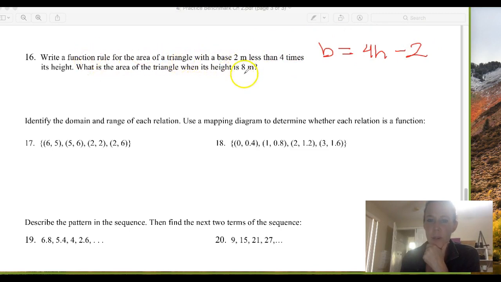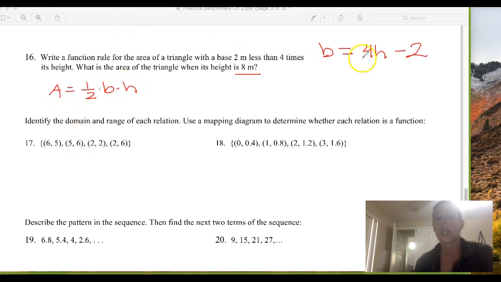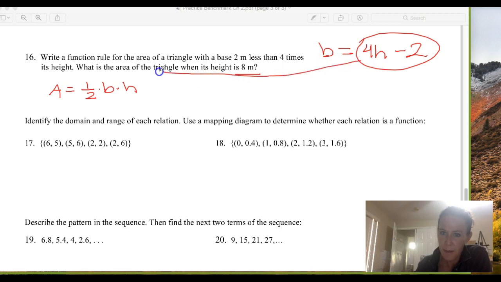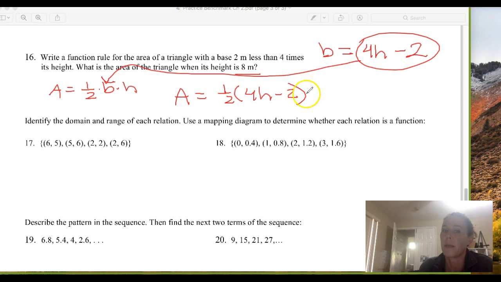What's the area of a triangle when its height is 8? Well, let's write out the formula for the area of a triangle. Area of a triangle, you should know, is 1/2 times the base times the height. So if I know the base is 4 times the height minus 2, I'm going to plug this in for the base. Now I'm writing a function rule for the area of a triangle in terms of the height only. So the area is going to equal 1/2, the base is 4 times your height minus 2, and then I multiply that times the height.